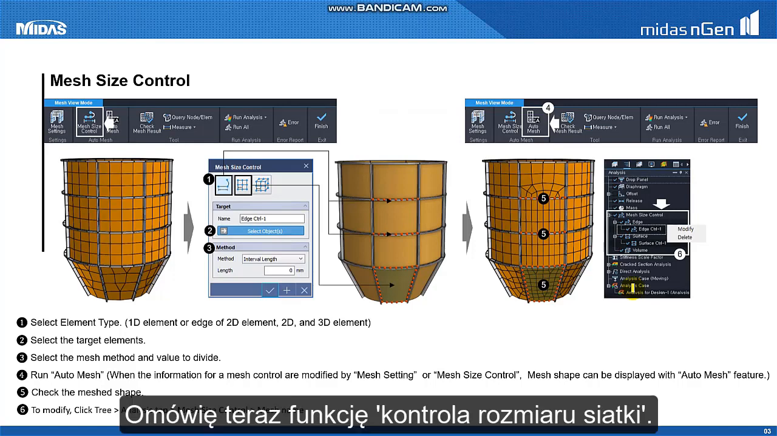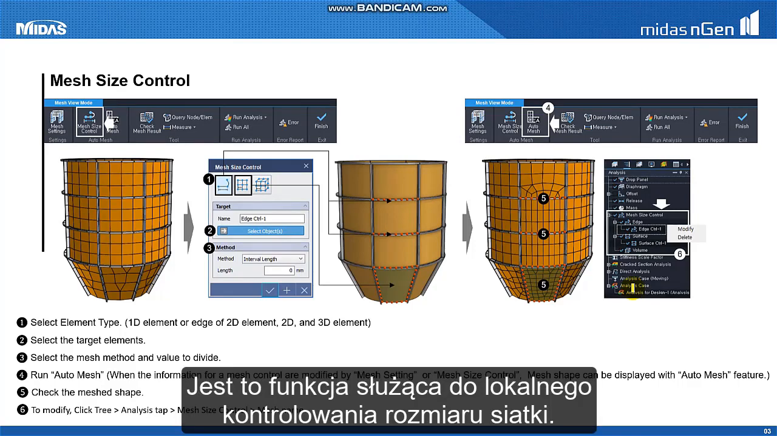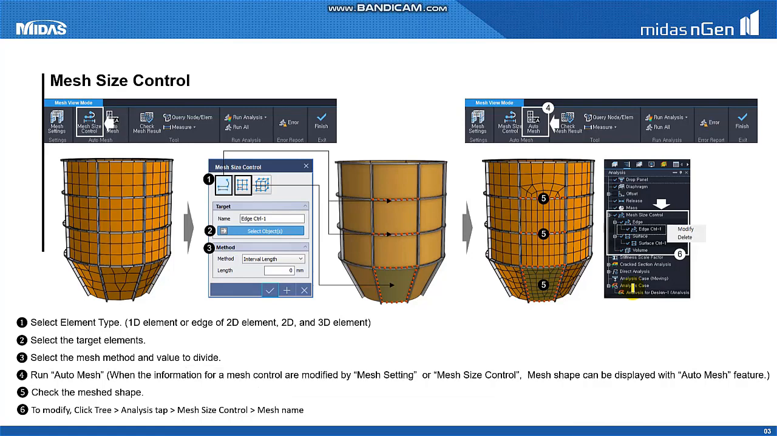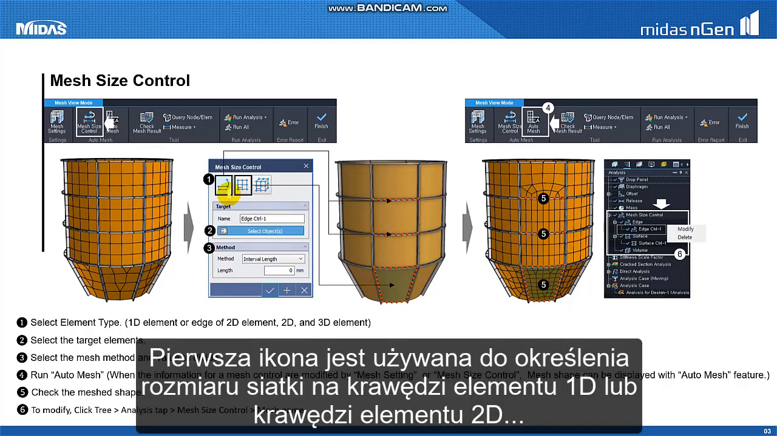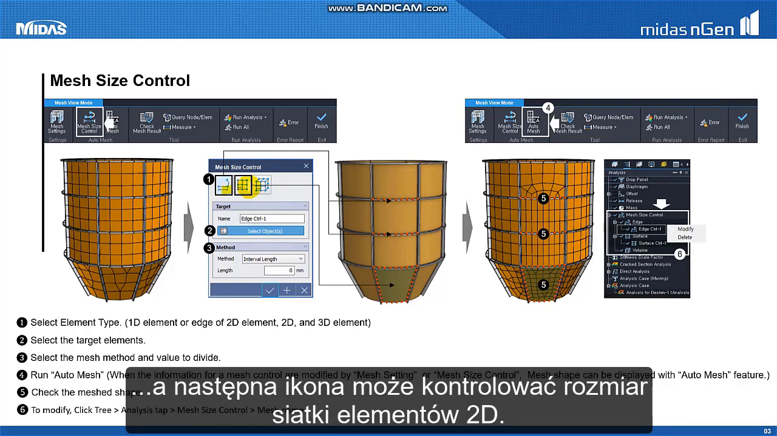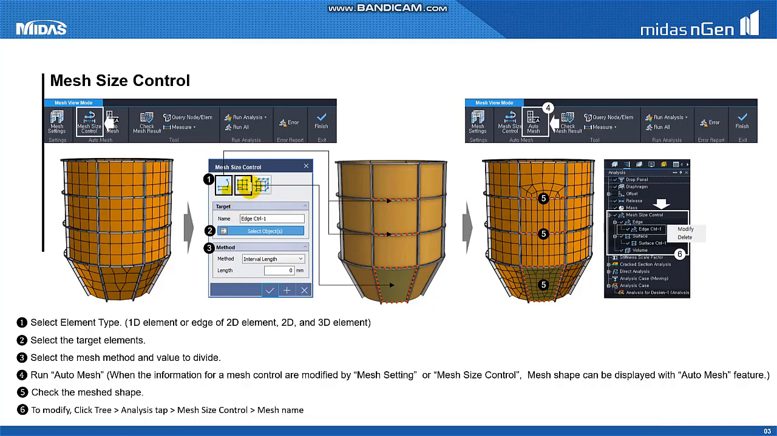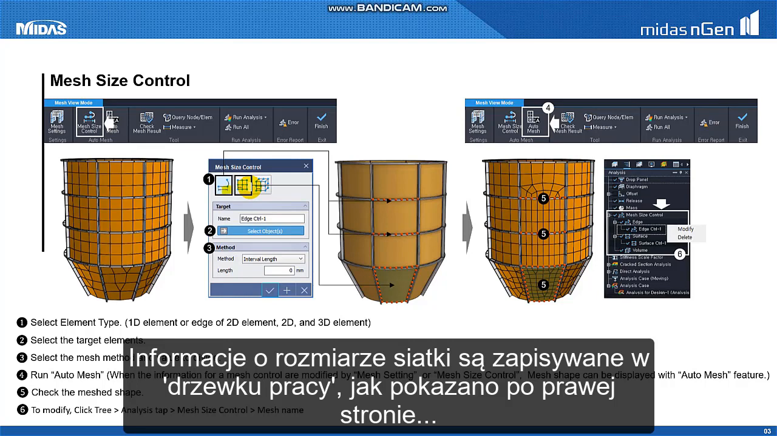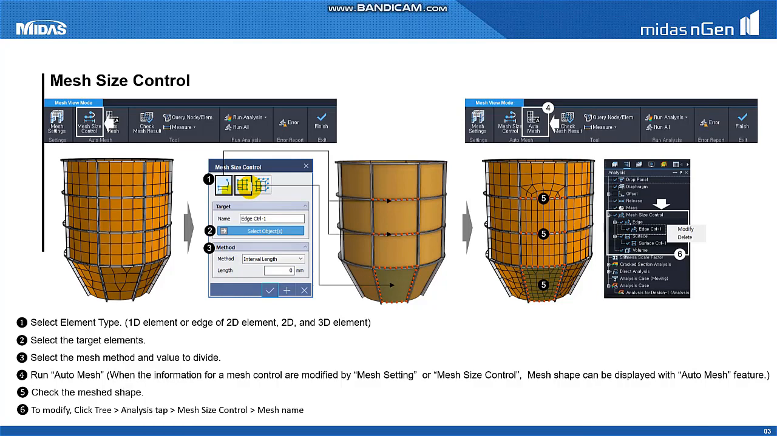Next is the mesh size control function. This is a function for controlling the local mesh size. The first icon is used for the mesh size of the edge in 1D member or 2D member. And the next icon can control the mesh size of a 2D face by a member unit. Information of mesh size is saved in the tree as shown on the right and can be edited.